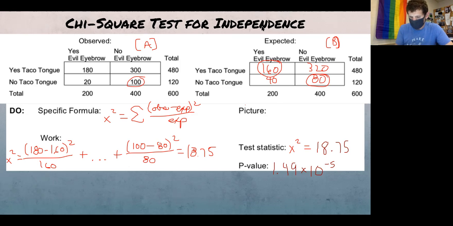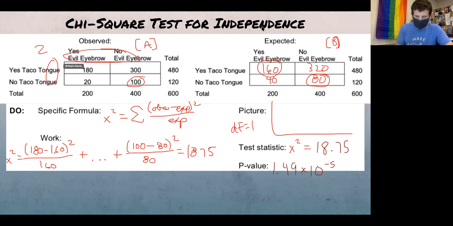As far as your picture goes, remember that your chi-square is a weird distribution. This is going to be a degree of freedom of 1. Now, if we didn't know that from the calculator, which does tell us that on the screen, we can look at the number of rows we have. I have 2 rows. I've got 2 columns. So my degree of freedom is going to equal rows minus 1 times columns minus 1. So in this case, it's going to be 1 times 1.